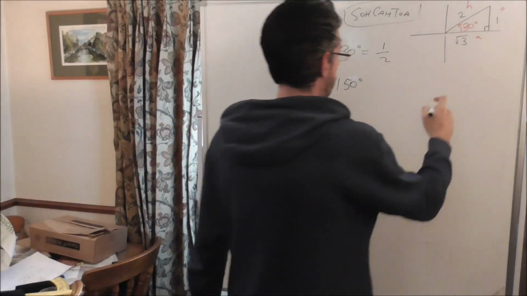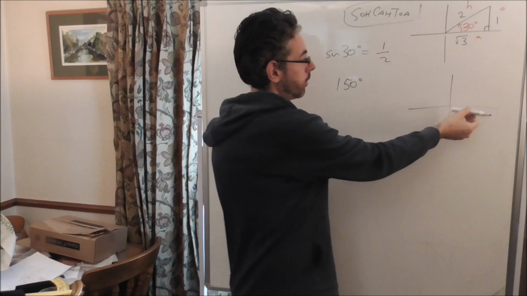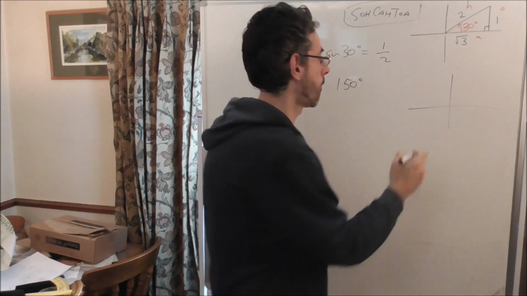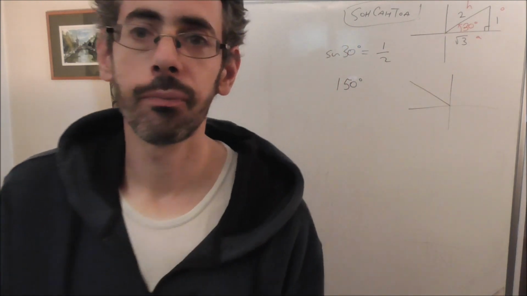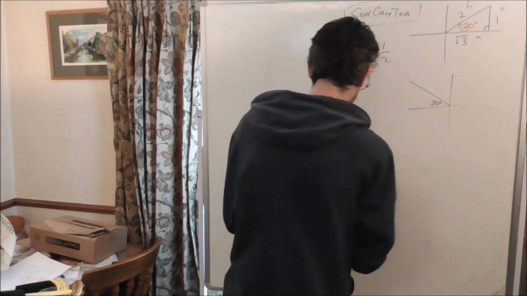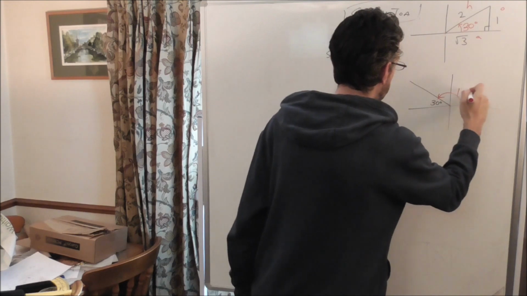Well, let's think where 150 is on the quadrant diagram. So remember, you always measure from here. So 150 would be in the second quadrant, somewhere over here. How far away from 180 is it? Well, it's 30 away from 180. So this gap would be 30. This would be 150 from the horizontal.